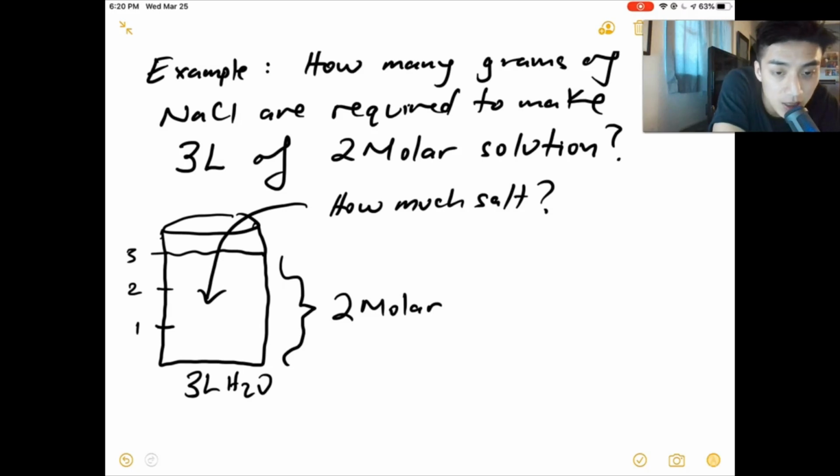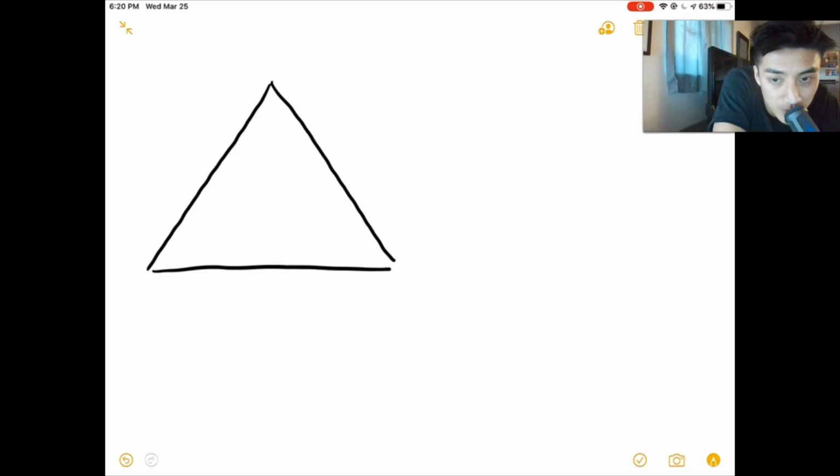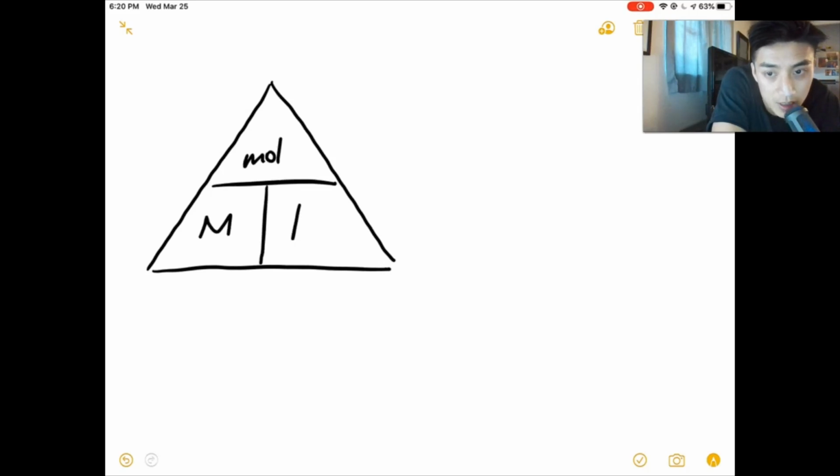All you have to do is use the molarity triangle. So how much salt? That's the mass that we want to solve for. So I draw my triangle. That's my triangle. Moles on top, liters in the lower right, molarity in the lower left. Previously they said we were using a 3 liter solution, and then the concentration was 2. Well, what's 3 times 2? This is simple arithmetic. It's 6 moles.